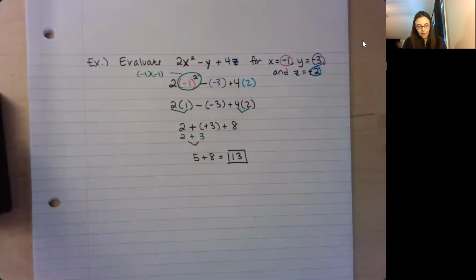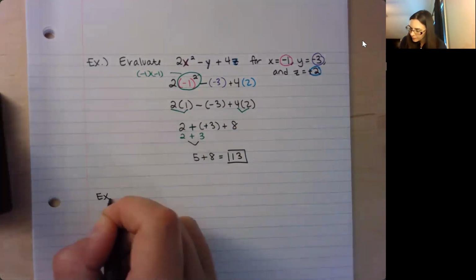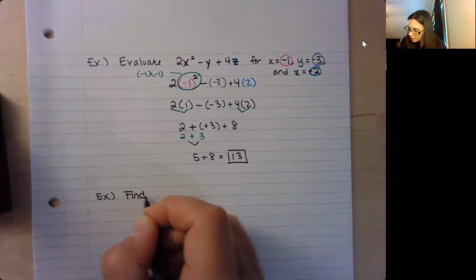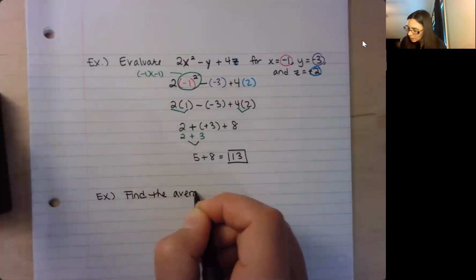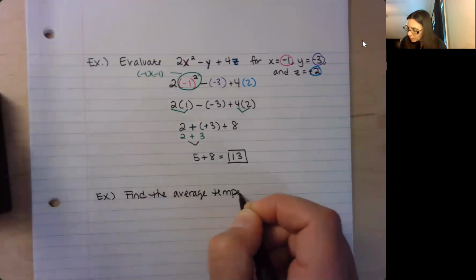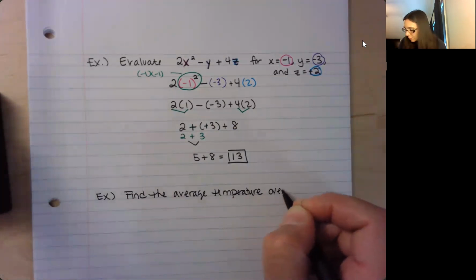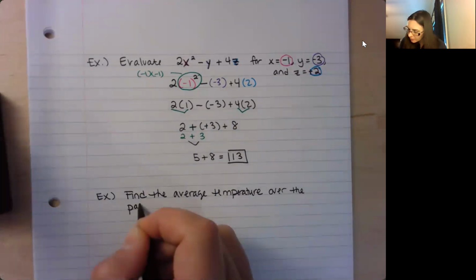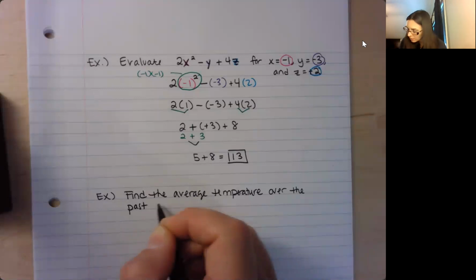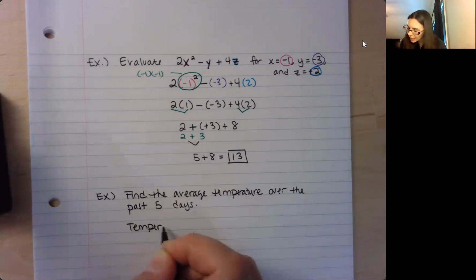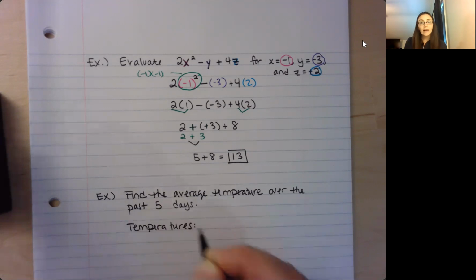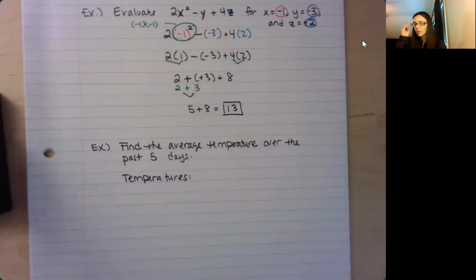And I want to do one more example for you guys, so I'm just going through my notes. And let's do find the average temperature over the past 5 days. And our temperatures, so this may be given to you in a table or in a bar graph or something like that. I'm just going to give them to you here. But oftentimes we may see a table or a graph here, and that's fine too.